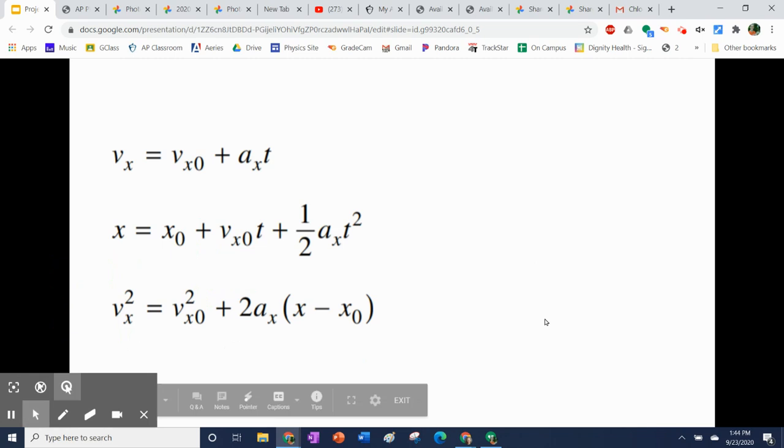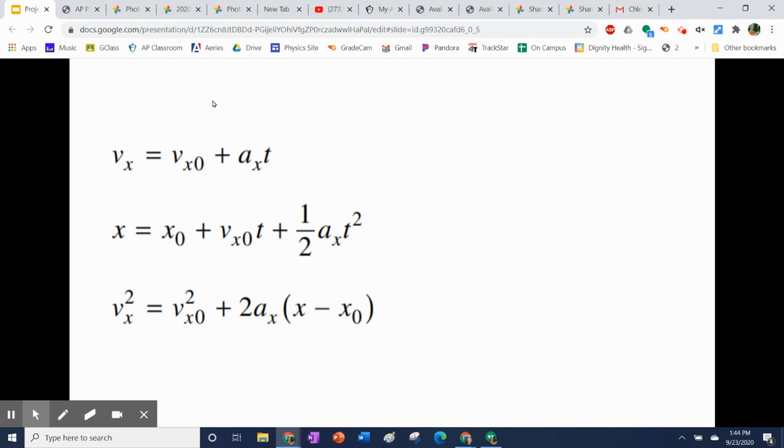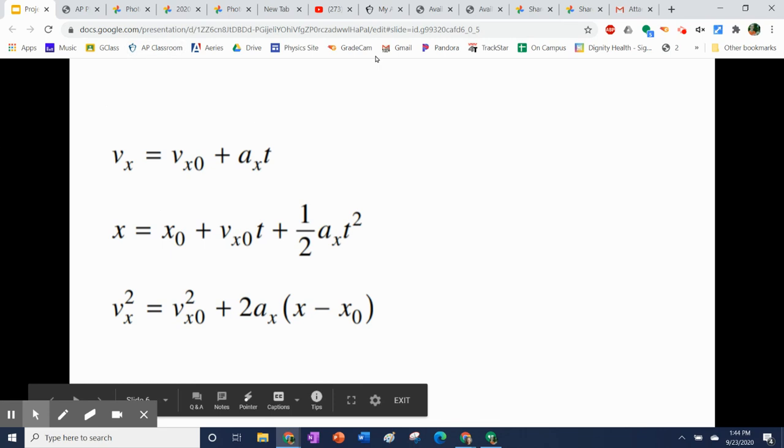So here are my 3 equations. Okay, these are on your equation sheet. So if you don't have an equation sheet or you don't know how to find it yet, find it. It's really easy. You go to Google and you type AP Physics 1 equation sheet, and this is the first result. Okay, so I just copied and pasted this off of the actual equation sheet.